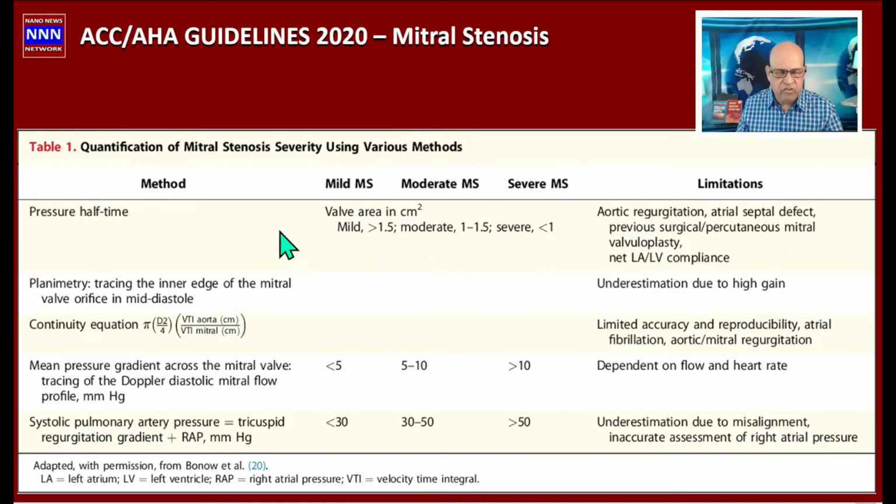So that is based on the pressure half time, and based on the gradients. In case of mild mitral stenosis, the pressure gradient is less than 5, and in severe it is greater than 10, and in the middle we have in between. Then pulmonary artery pressure, which is an important point.